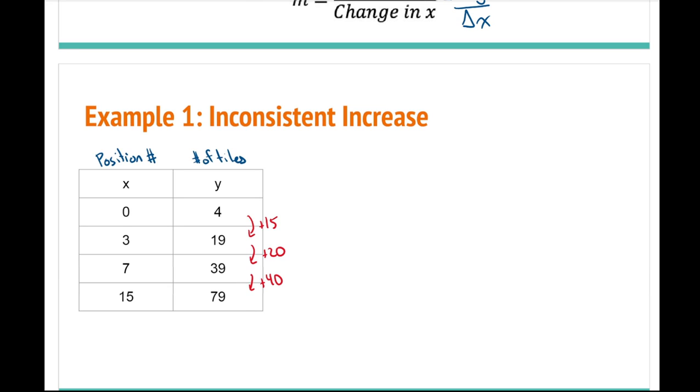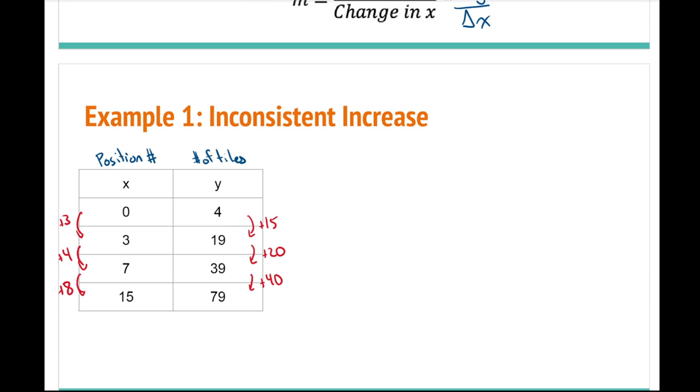So you may say, well, then it's not a linear relationship. However, what we want to be careful of is we want to check what the position numbers, or the x values, are changing by. Because if they're changing by a consistent rate and we just can't see those other positions, then chances are it may actually be linear. So if I look from 0 to 3, that's a change of plus 3. We've gone up 3 positions. From 3 to 7, we've gone up by 4. And from 7 to 15, we've gone up by 8.